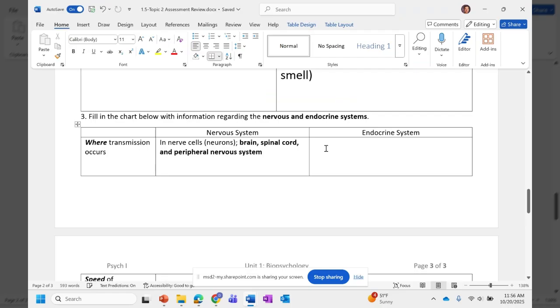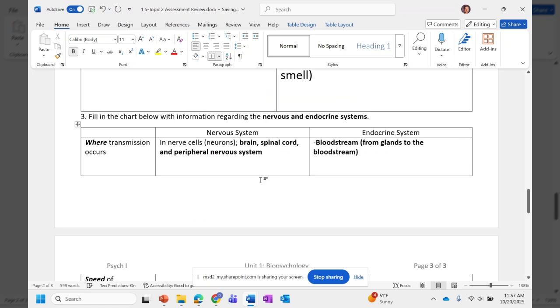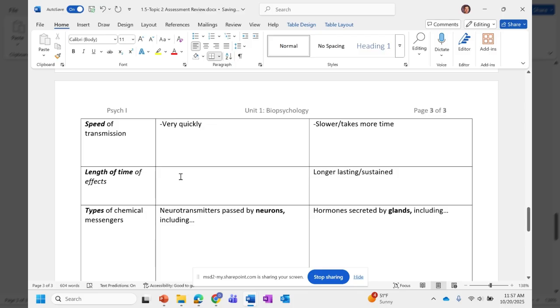All right. So nerve cells is where neurotransmission occurs. Brain, spinal cord, peripheral nervous system. Endocrine system happens in your bloodstream, okay, from glands to the bloodstream. That's one of the big differences. Speed. Neurotransmission happens very quickly, okay? It's very fast. The neurons are firing like 200 miles an hour over a teeny tiny little gap in your neurons. Speed of transmission here is slower, takes more time. It's got to go through the bloodstream and get to the messengers where it needs to go.